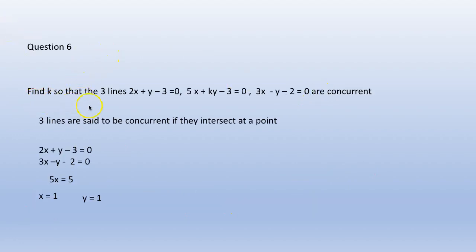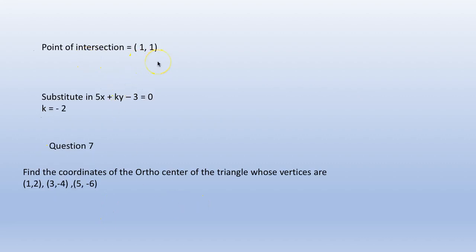Question 6. Find k so that the three lines 2x plus y minus 3 equal to 0, kx plus y minus 3 equal to 0, 3x minus y minus 2 equal to 0 are concurrent. Three lines are said to be concurrent if they intersect at a point. So we take 2x plus y minus 3 equal to 0 and 3x minus y minus 2 equal to 0 and solve it simultaneously. Adding, we get 5x equal to 5, so x equal to 1. Substituting in one of these equations, you get y equal to 1. So point of intersection is 1, 1.